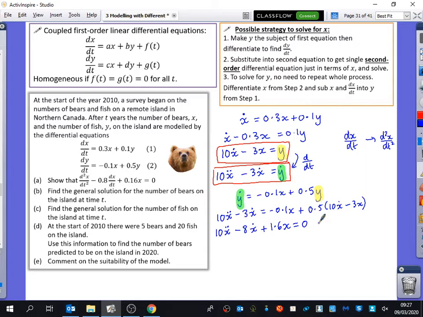And then it looks like from what they've done here, they want us to divide by 10, so we get x double dot minus 0.8x dot plus 0.16x equals 0. And then, because they wanted it written like this, I'm going to put it back into that form. So I've got the second derivative of x with respect to time, minus 0.8 times the first derivative of x with respect to time, plus 0.16x is equal to 0.